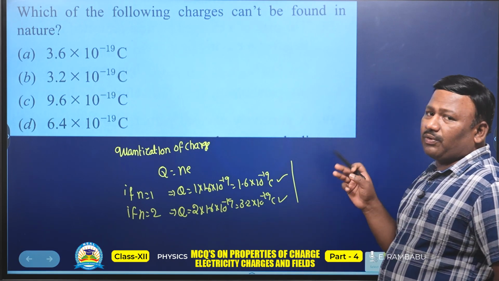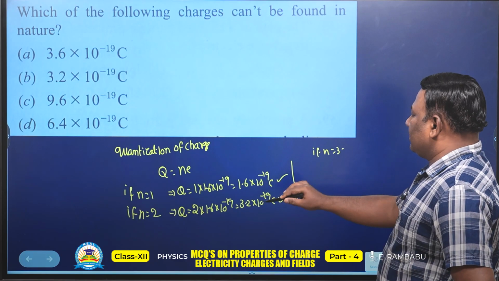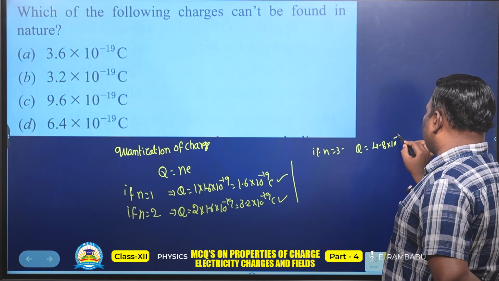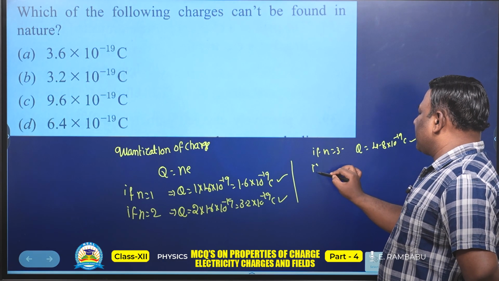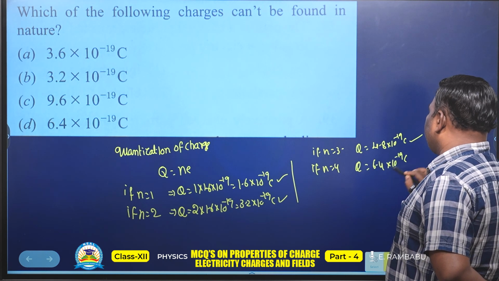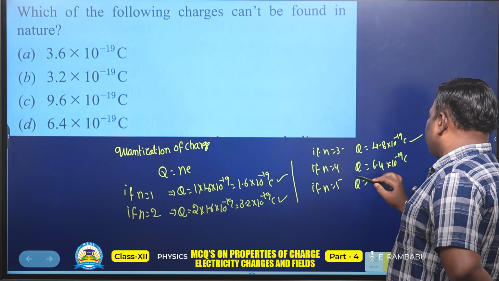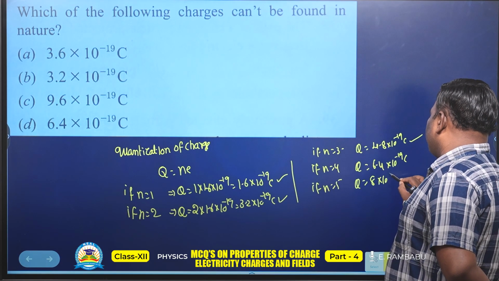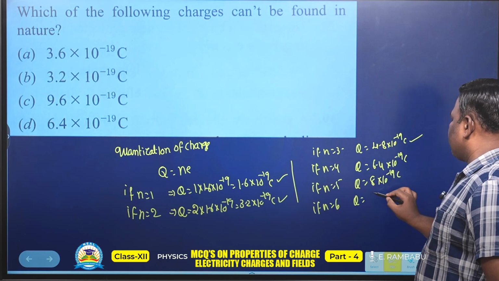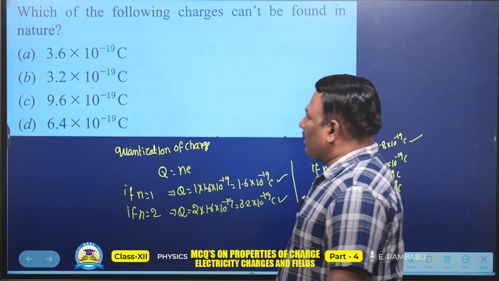N is equal to 1, 2, 3, 4, 5, 6. Don't take any fraction. For example, if N is equal to 3, the charge is 3 into 1.6, which is 4.8 into 10 to the power minus 19 coulomb, and it exists. Similarly, if N is equal to 4, then Q is 6.4 into 10 to the power minus 19 coulomb, which exists. If N is equal to 5, Q is 8 into 10 to the power minus 19 coulomb. If N is equal to 6, Q is 1.6 into 6, which is 9.6 into 10 to the power minus 19 coulomb.